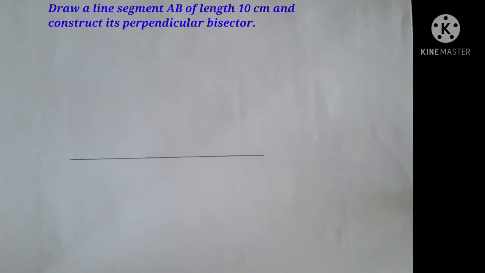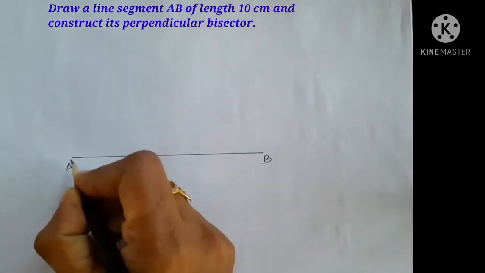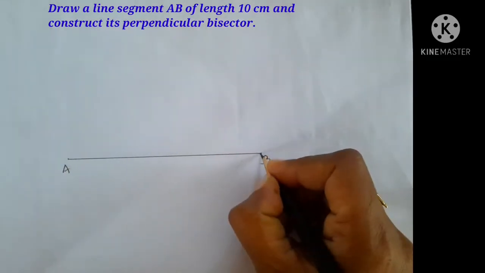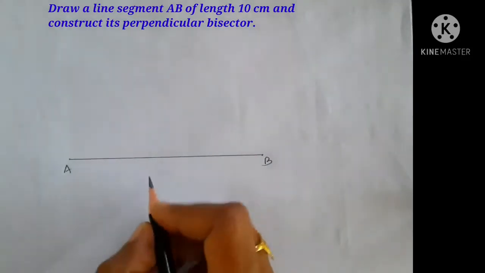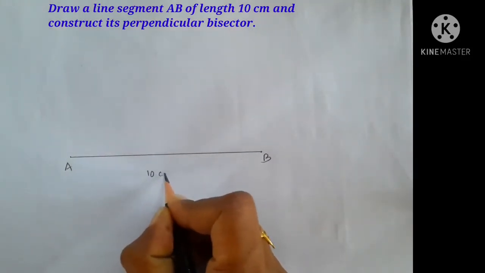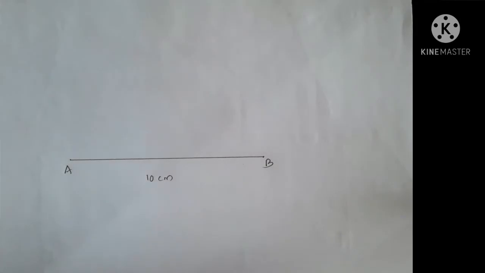Now we have drawn a line segment of length 10 centimeters. Mark this point as A and this point as B. Length of AB is 10 centimeters. Now we have to draw a perpendicular bisector for this line segment AB. The perpendicular bisector will divide the line segment AB into two equal parts at an angle of 90 degrees.